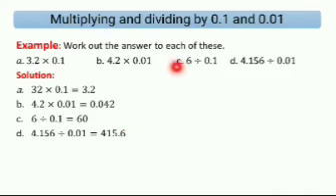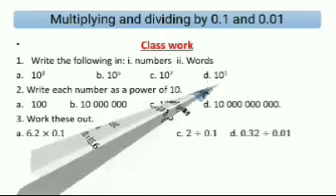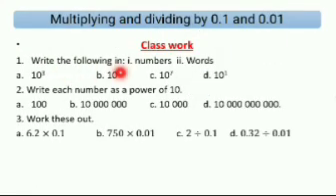Now, if this is clear, I would like you to try this one on your own. Classwork: write the following in numbers, then in words. 10 raised to the power 3, 10 raised to the power 5, 10 raised to the power 7. And the others, write each as a power of 10. So 100, 10 million, 10,000, 10 trillion. Then work this out.